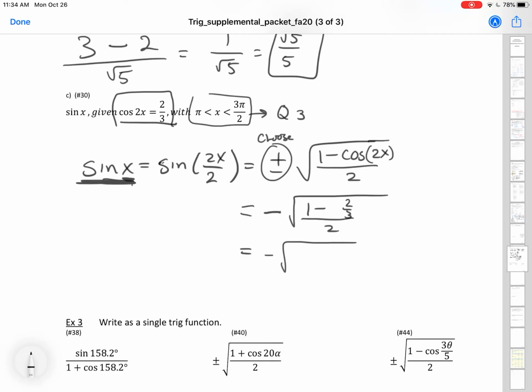So we're going to multiply everything by 3, and I'm going to get 3 minus 2 all over 6, which is equal to negative the square root of 1 over 6, which is equal to negative 1 over root 6, which is equal to negative root 6 over 6, as this answer for number 30 for the sine of x. And that's what they have, negative root 6 over 6. So that's the arithmetic that's involved here.